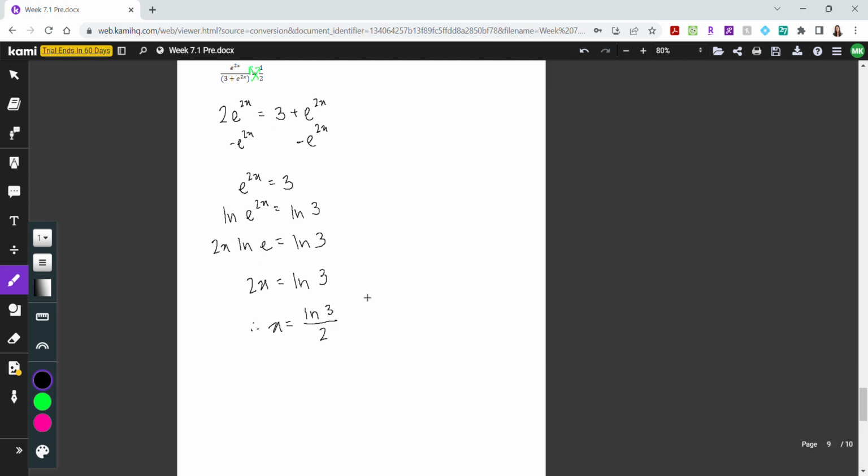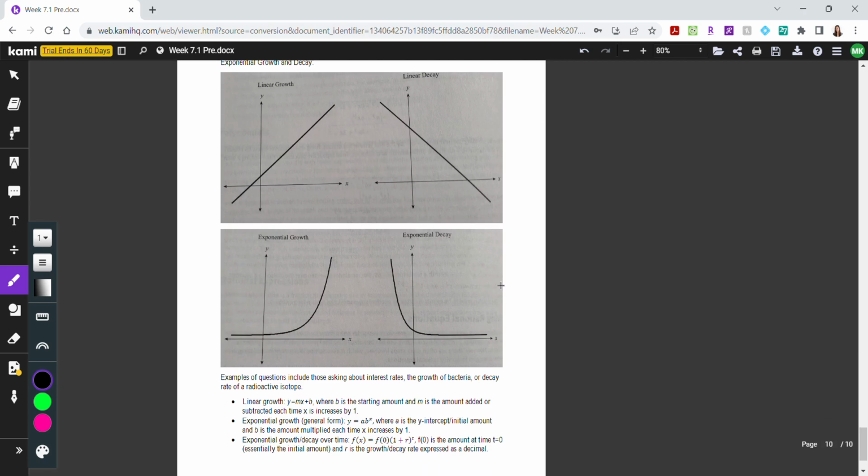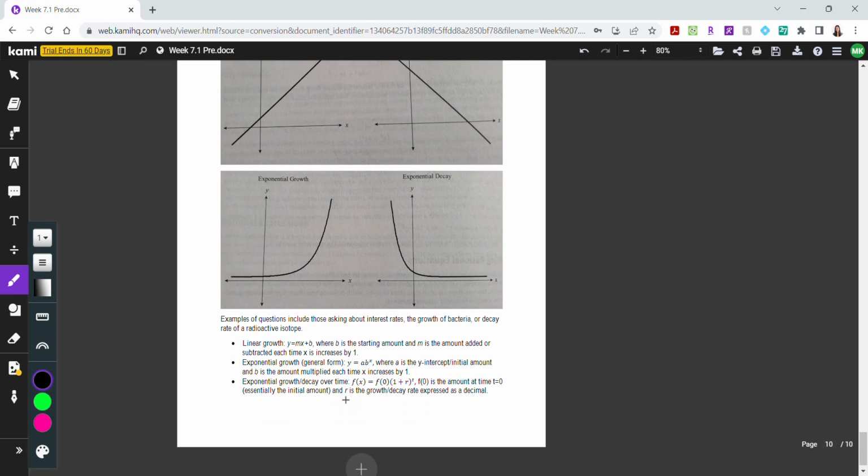Alright, on to your last thing of the day: exponential growth and decay. With growth and decay, essentially it can be a linear growth or decay, as you can see, a straight line, if it's linear, or if it's exponential, it is curved. Now with exponential growth and decay, they are very close to y equals 0, but will never touch y equals 0 for the most part. Sometimes, very rarely, but they're very, very close to y equals 0.